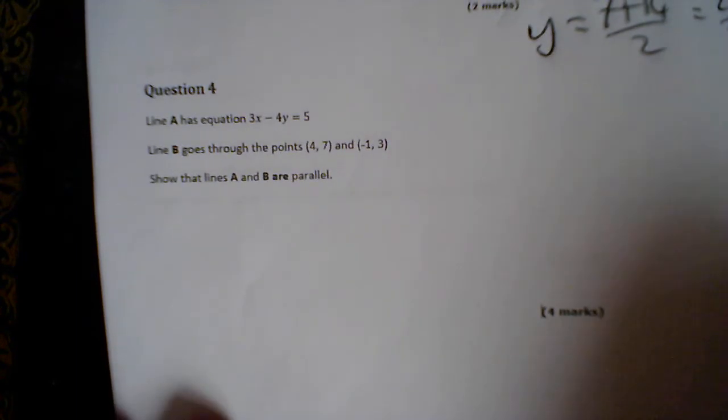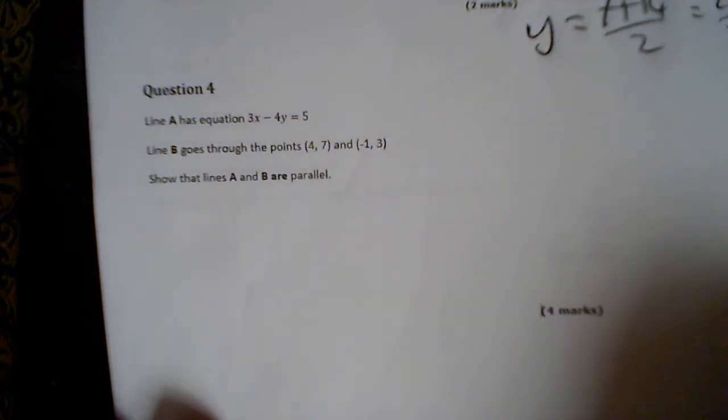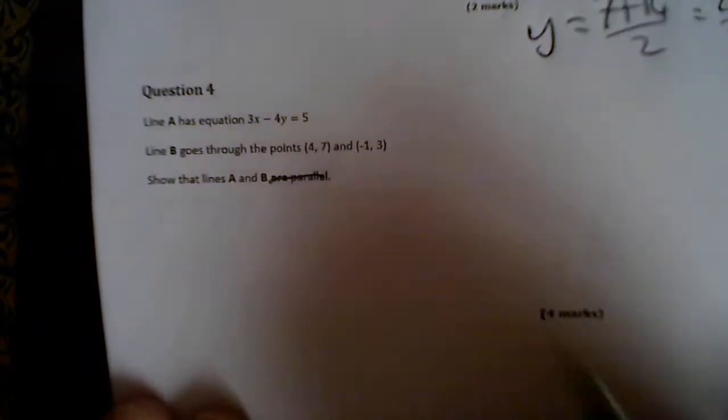Right, let's have a look at this one. Line A has equation 3x minus 4y equals 5. And line B goes through the points 4, 7 and negative 1, 3. Show that these are parallel. Well, there's the little twist. We'll find they're not parallel. So that did cause some confusion.